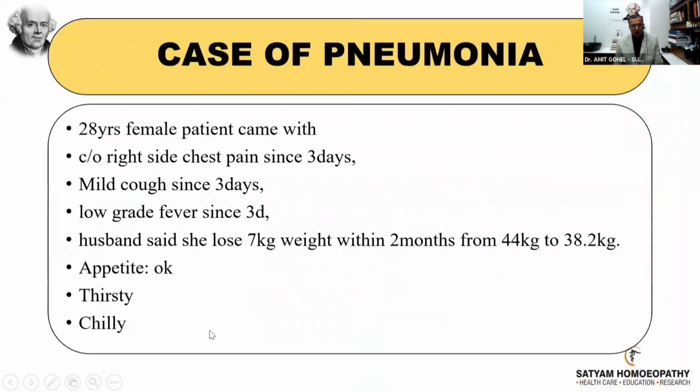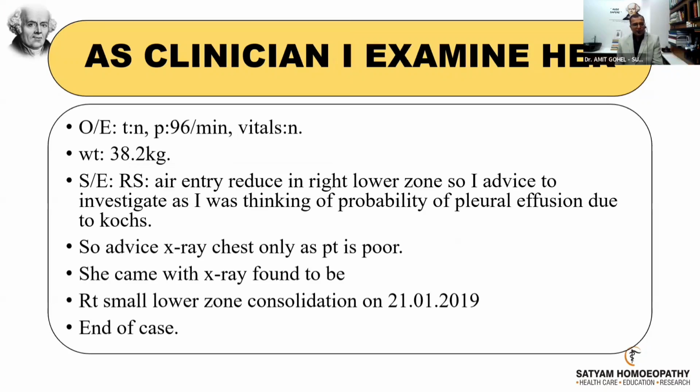Okay, we go back to the history again. Mild cough, low-grade fever. Husband says 7 kg loss within 2 months, from 44 to 38. Chilly, thirsty, and the X-ray report shows right lower zone consolidation. Okay. Don't jump to the remedy. The remedy is very easy. Everyone knows the remedy. Okay. But the process you have to understand. The clinical application of the process is very important.